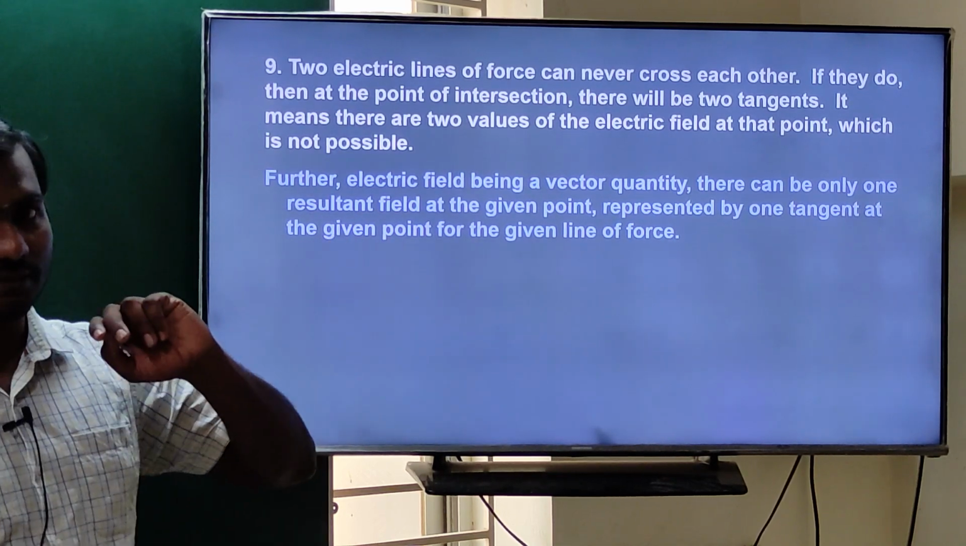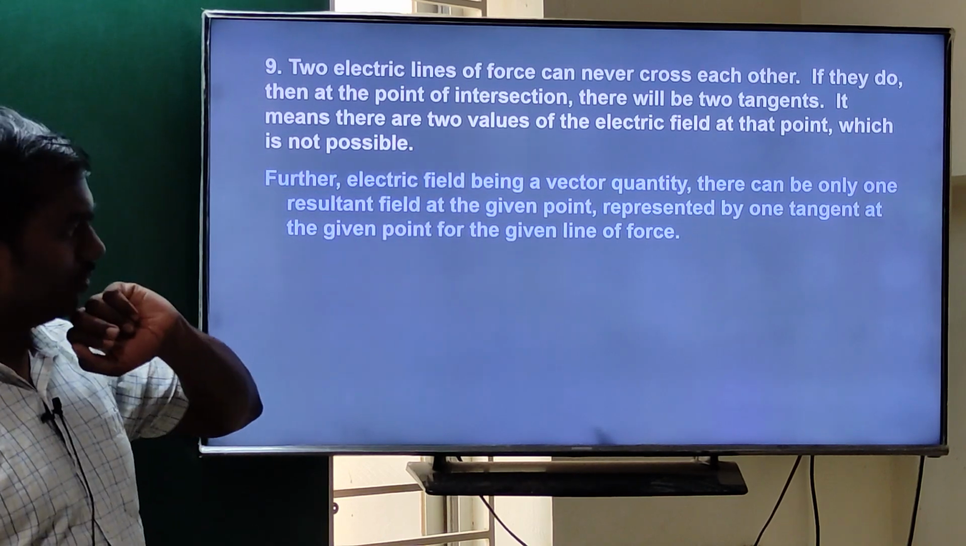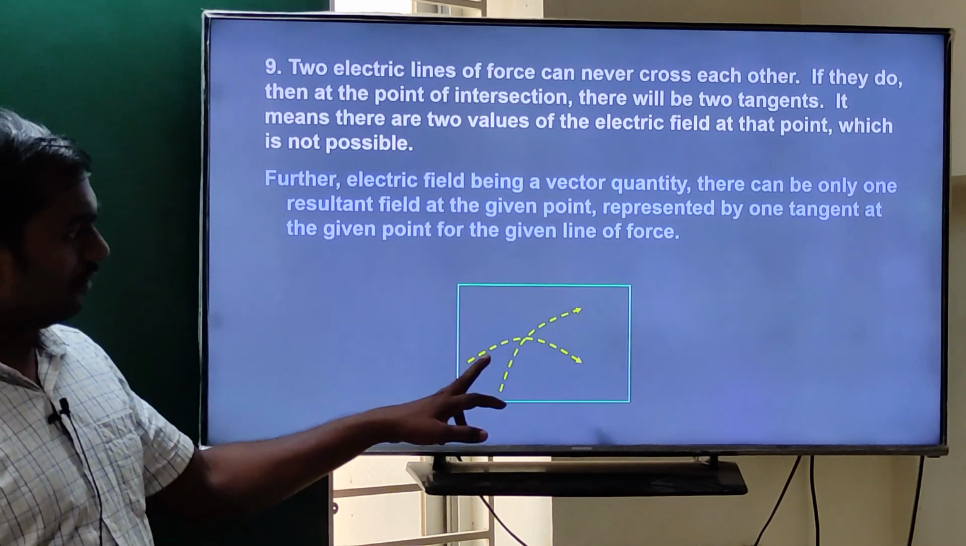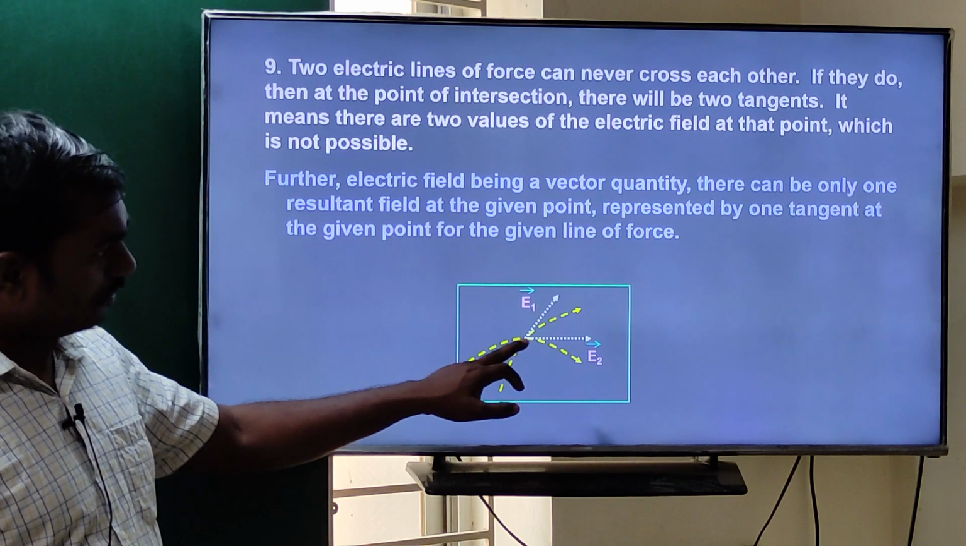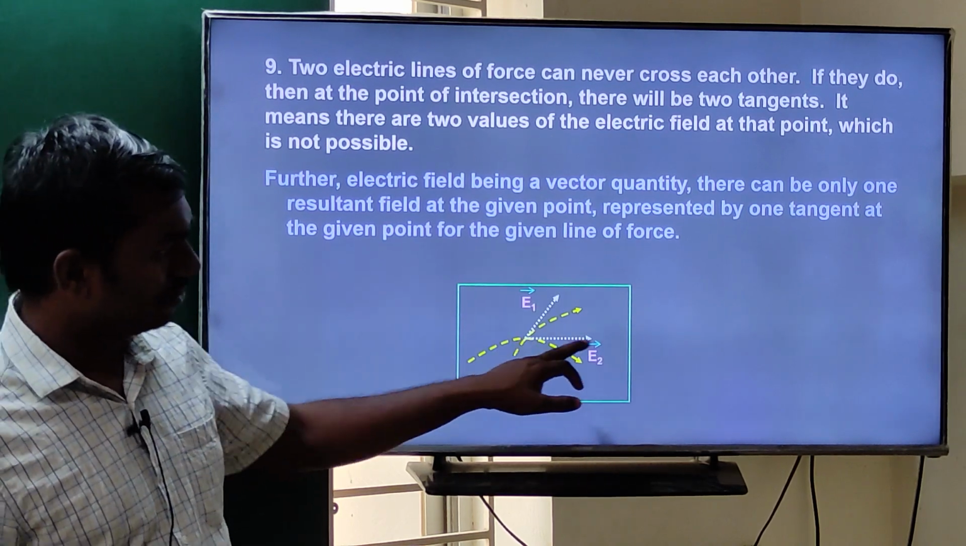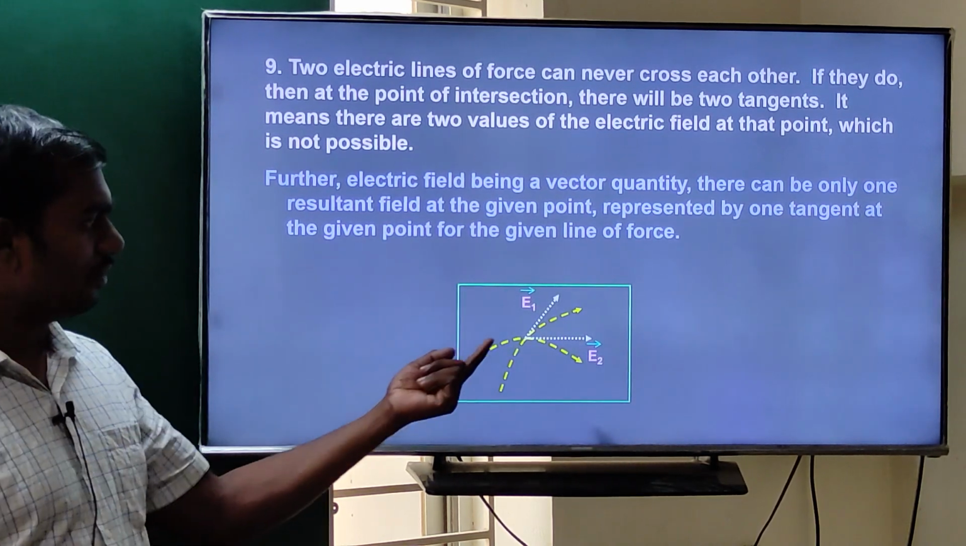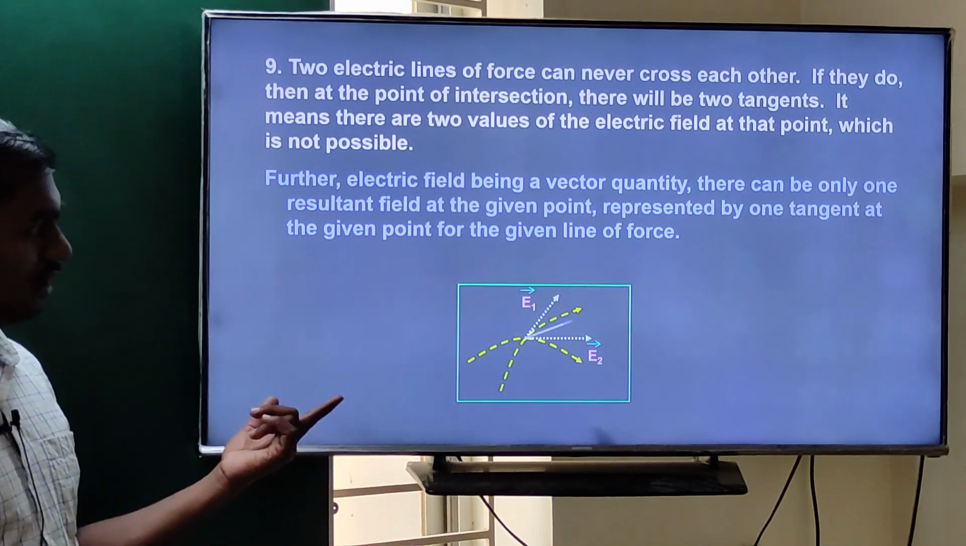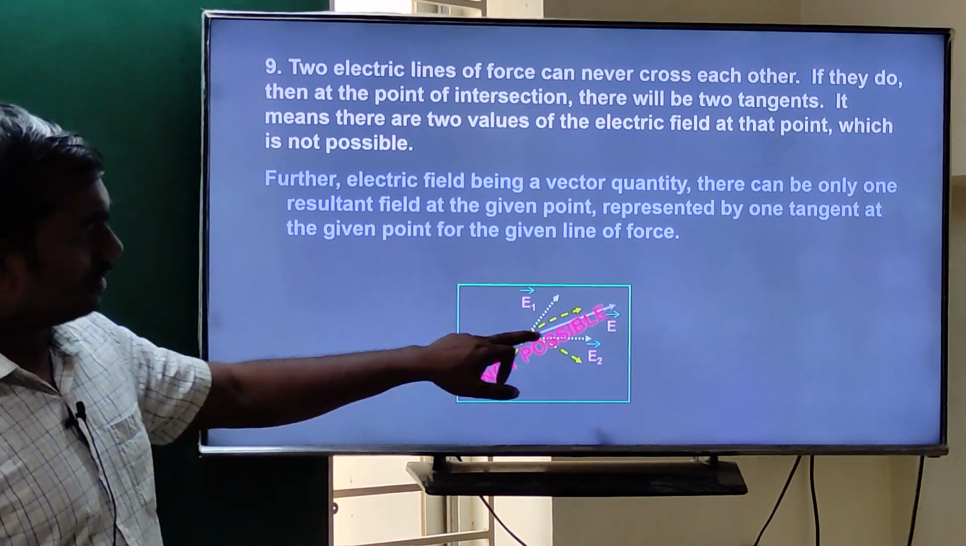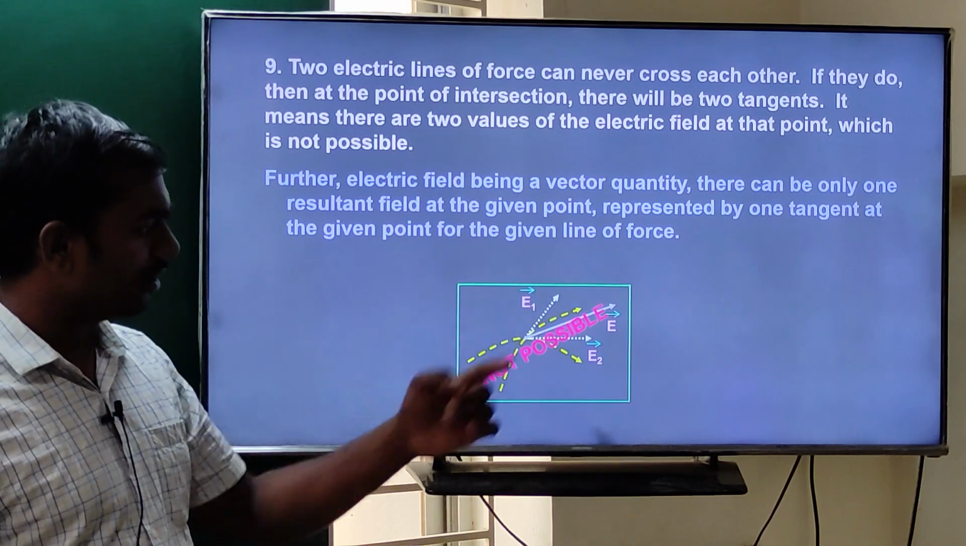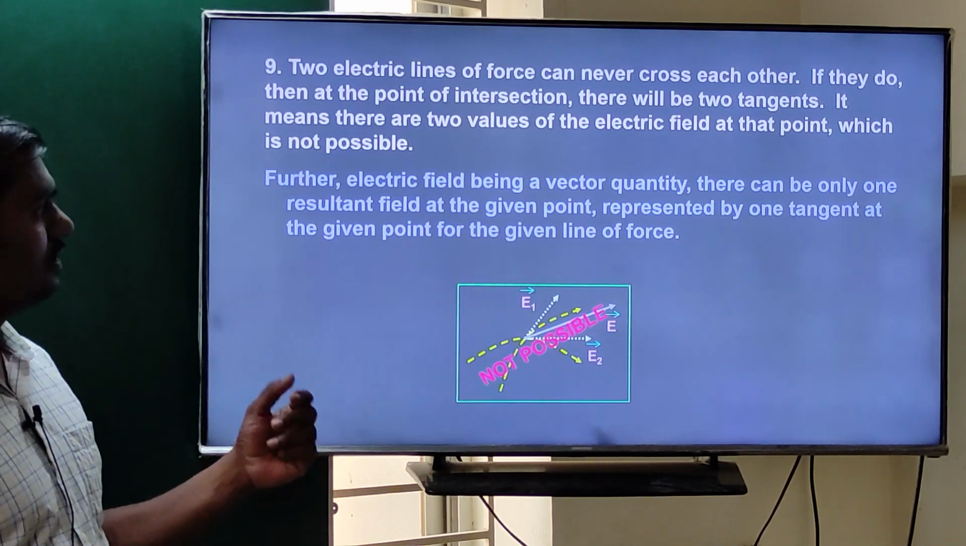If the lines intersect, at the intersecting point we will get two directional electric fields, one is E1 and the other E2. This is not possible, because at that point there can be only one resultant field. This is the ninth point.